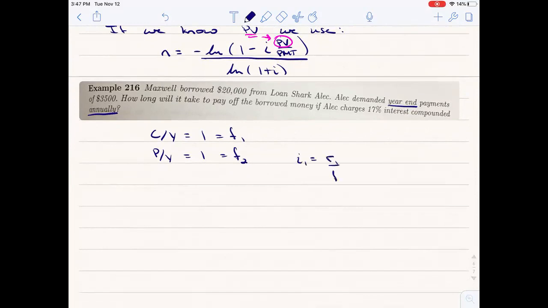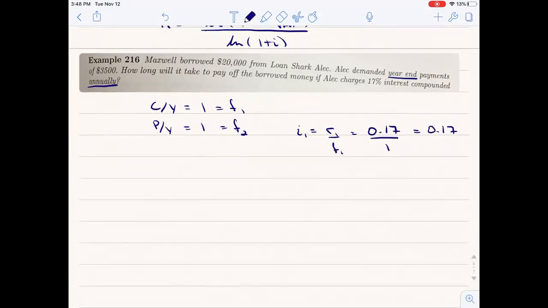I1 is R1 over F1, which is 17%, so 0.17 divided by 1, which is 0.17. I'm going to make a note here that since F1 equals F2, we know I1 equals I2, which is 0.17. Otherwise, if they weren't the same, we would have to find I2 before we could go ahead and do anything.